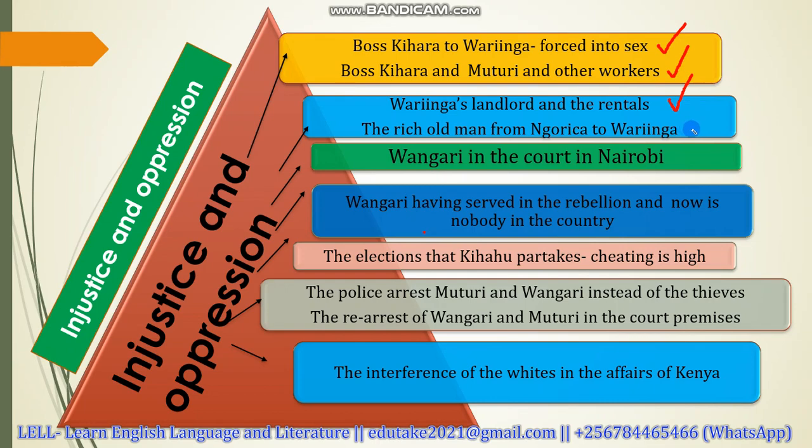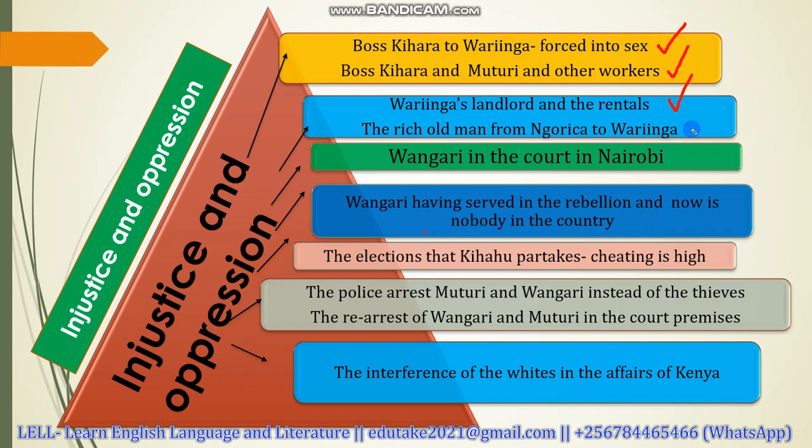Then the rich old man from Gorika to Waringa is also another case of injustice. We know that this girl has been seeking an opportunity to be a really very brilliant person, educated, and is seeking an opportunity to be an academician in the future. But then when she's crossed by the devil, the rich old man from Gorika is really a devil to this girl because he kills all the dreams she has. So when she's crossed by that one who promises heaven on earth, and then later when she gets pregnant, she cannot mention a word to him.